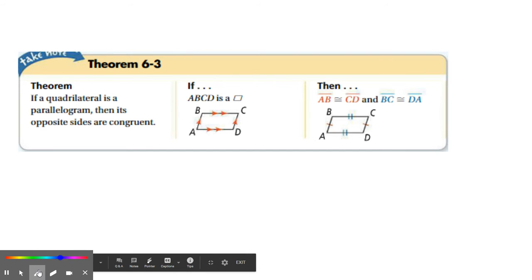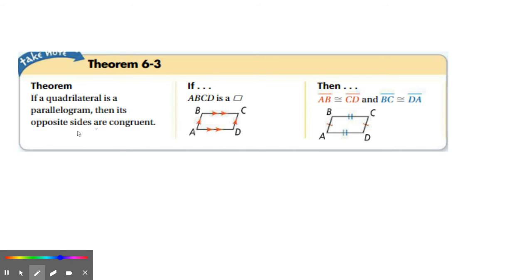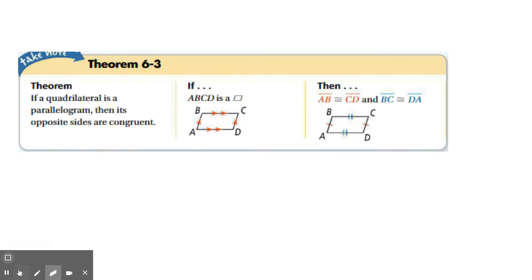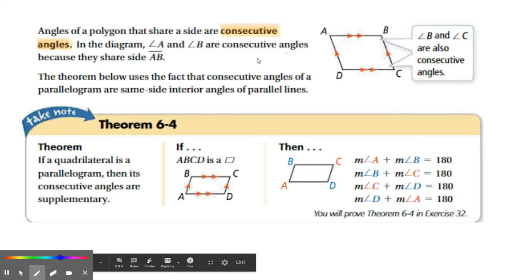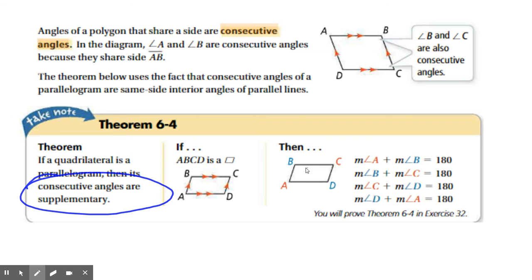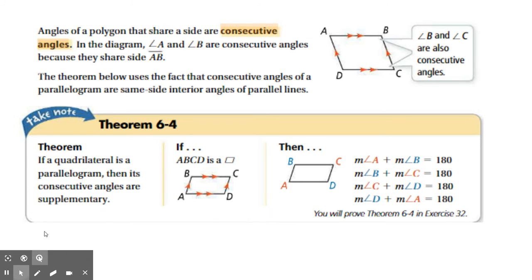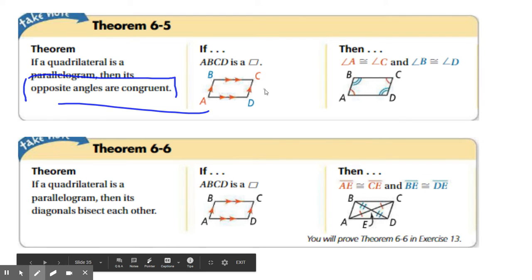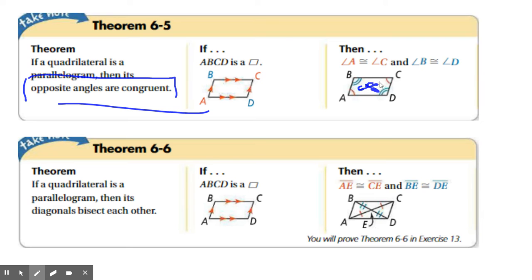A parallelogram has 4 properties along with being parallel. First, the opposite sides are congruent. Next, the consecutive angles are supplementary. So like A and B, B and C, C and D, D and A. This is because of same side interior angles in your parallel lines. So again, if you connect it to your parallel lines from chapter 3. Then you have the opposite angles are congruent. So that would be A and C and B and D.